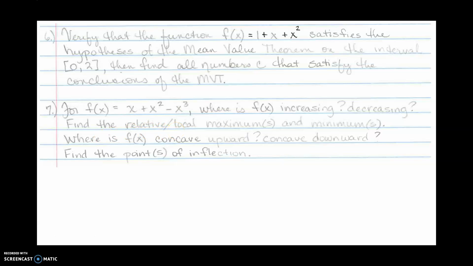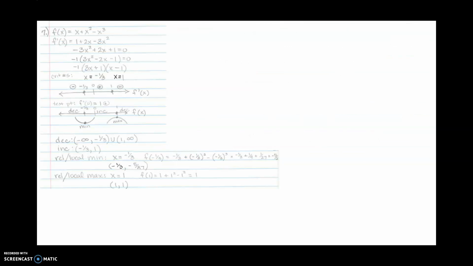All right, the next thing they asked us was to tell where we had relative or local maximums and minimums. You're going to have a maximum anywhere your graph changed from increasing to decreasing. That would also be where the derivative changed from positive to negative. So you can see you're going to have a maximum at 1. You're going to have a minimum anywhere your function changed from decreasing to increasing, where your derivative changed from negative to positive. And so we're going to have a minimum at negative 1/3. So minimum at negative 1/3, maximum at 1.